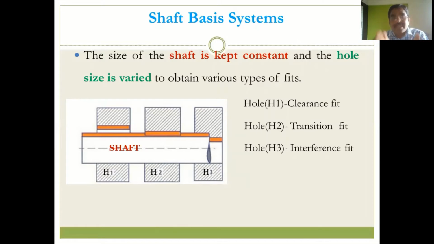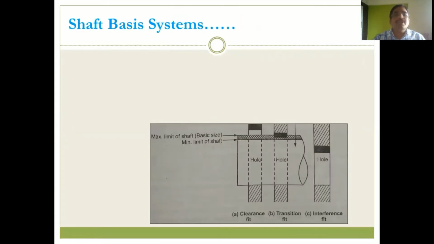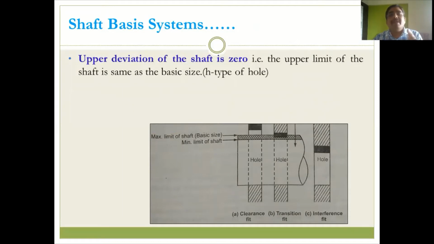So we are saying that in the hole basis system, the hole is a constant member, and we are varying the size of the shaft to get the different fits there. That is the clearance, transition, and the interference fit. Now here also in the hole basis system, you can see the upper deviation of the shaft is 0. How can I say? I have shown the yellow line. This yellow line is again the 0 line, which corresponds to the basic size, right? Now the upper limit of this shaft, you can see this is the upper limit of the shaft. The upper limit of the shaft is the same as the basic size, and that will occur only in the H type of hole.